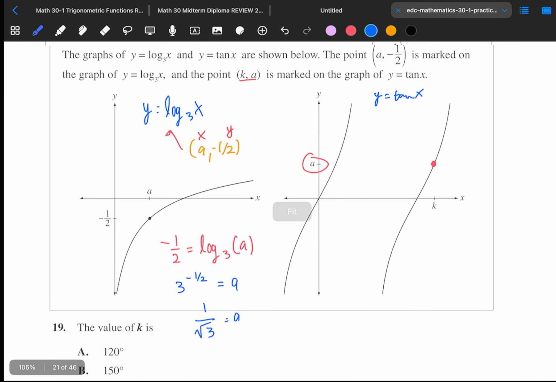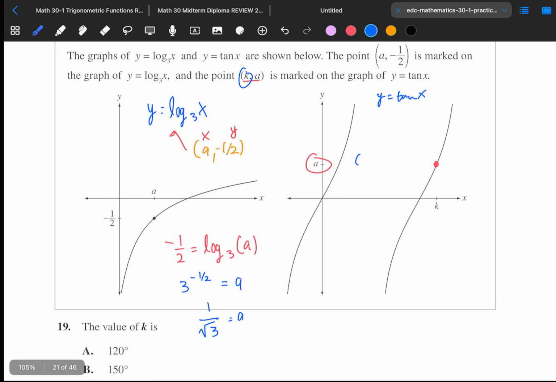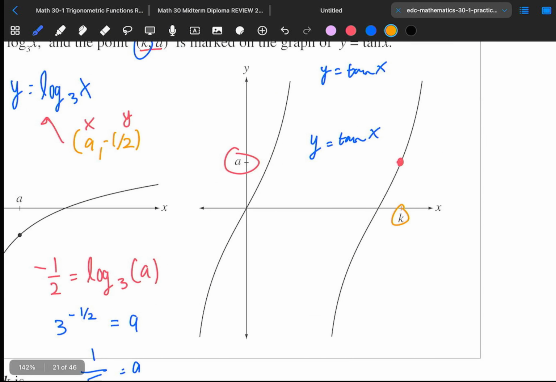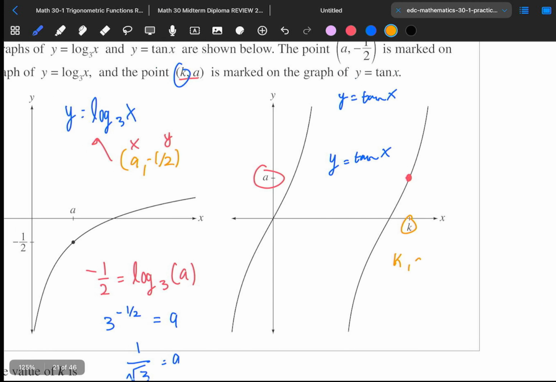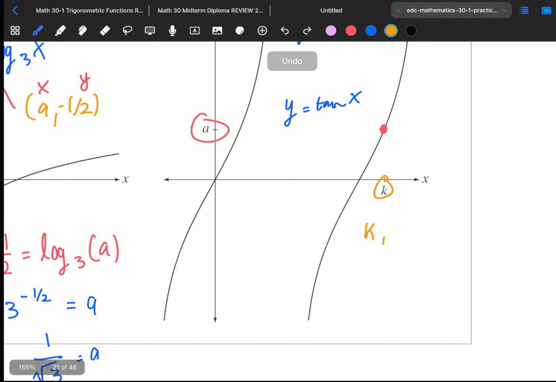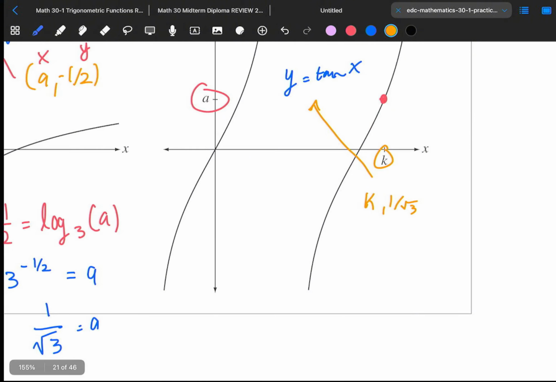And now we've got to find the value of k. So we found our y coordinate here, which is on y equals tan x. In this case, our x value is going to be k, right? So I would say our coordinate is k, comma, a. And we found that a is 1 over root 3. So we can use this information. Again, we're just going to plug this into our equation. So y is equal to 1 over root 3. Let's plug that in. Tan of x just becomes tan of k.